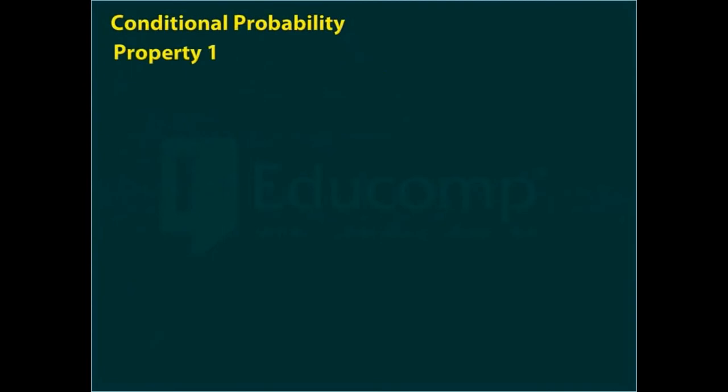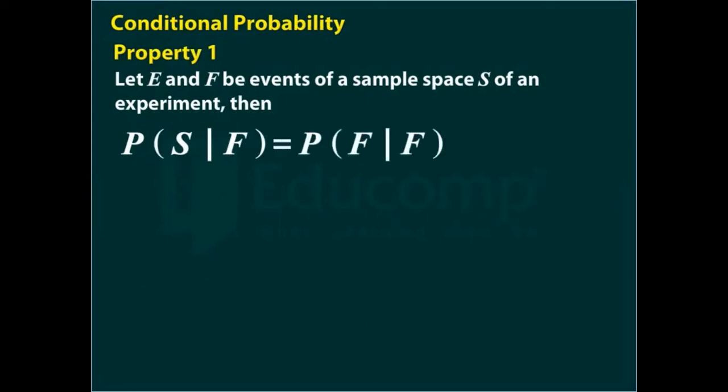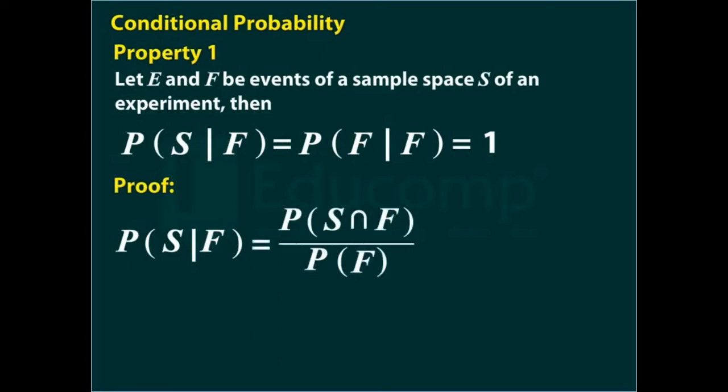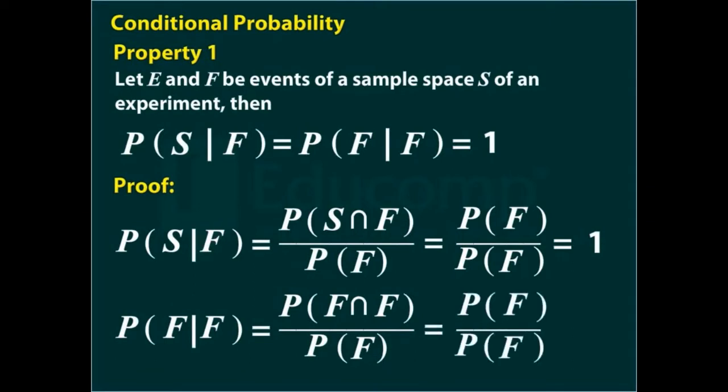We will now define property 1. Let E and F be events of a sample space S of an experiment. Then, probability of S provided F has occurred equals probability of F provided F has occurred equals 1. Probability of S provided F equals probability of S intersection F by probability of F, equals probability of F by probability of F equals 1. Probability of F provided F equals probability of F intersection F by probability of F, equals probability of F by probability of F equals 1.